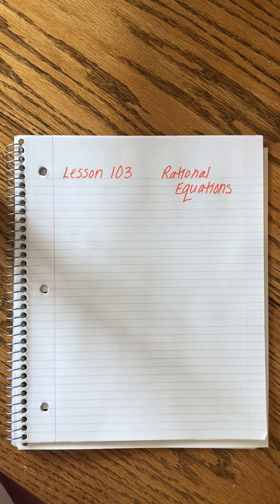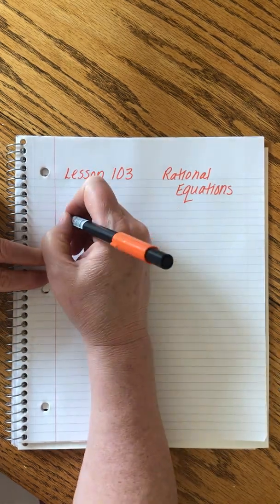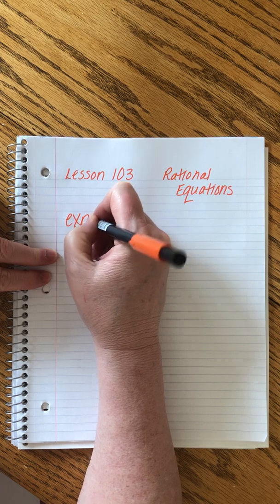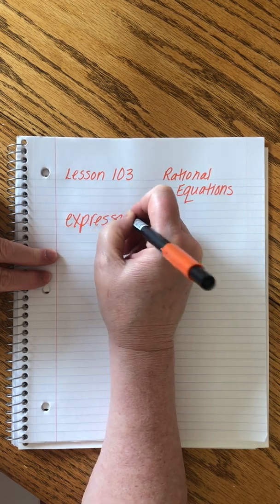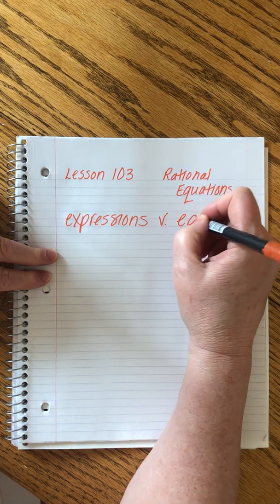Saxon Algebra 1, lesson 103. We are going to talk about rational equations. Just a quick reminder, there's a difference between expressions versus equations.